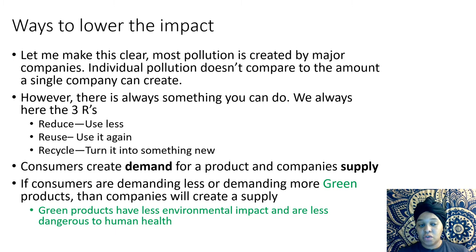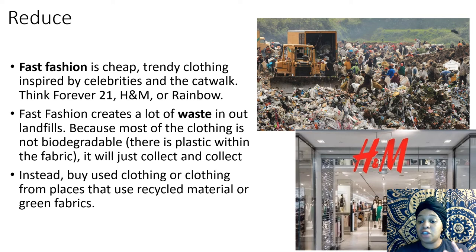So yes, last time we talked about reducing your water, reducing your electricity, reducing your use of certain products. However, we don't think about going shopping, reducing our consumption of just clothes and shoes and jewelry, especially made by these fast fashion places like H&M, Forever 21, Rainbow. We can get a shirt for $3 at Forever 21. However, they are constantly producing more and more products, which leads to more and more waste.